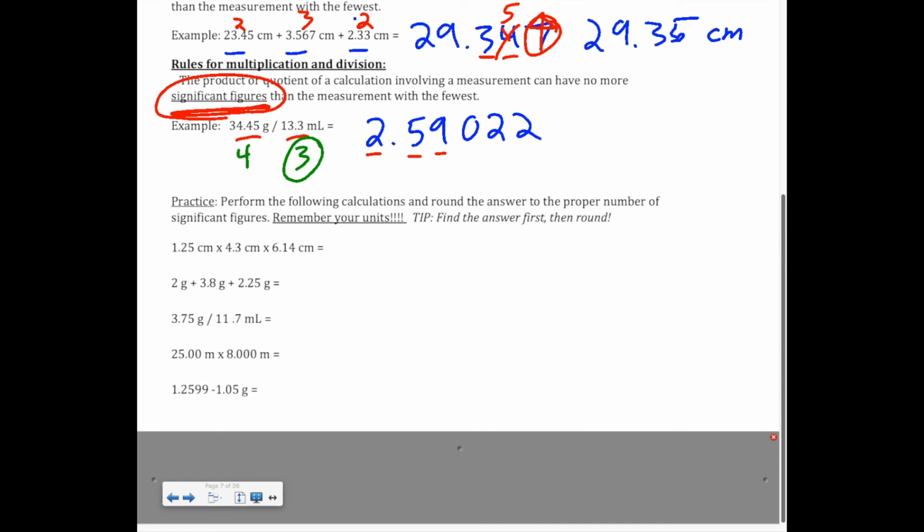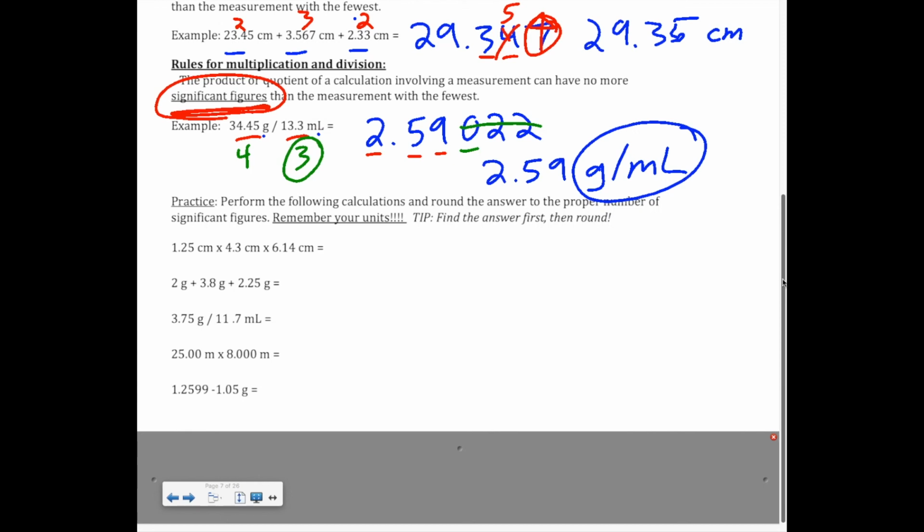And then I'm going to look at this last digit. This last digit is my rounding digit. It just tells me where to round. Since it's a 0, it rounds down to a 0 and basically falls away. So my answer will be 2.59 grams per milliliter. Okay. Since we're doing multiplication and division, the units will stay together, and you have to write the units this way. Okay, grams per milliliter.